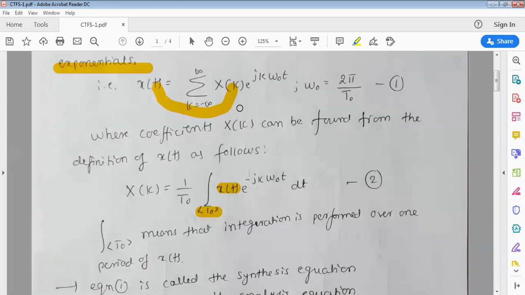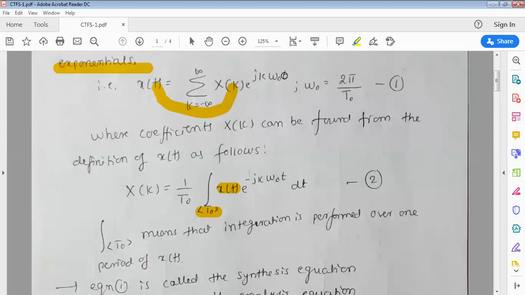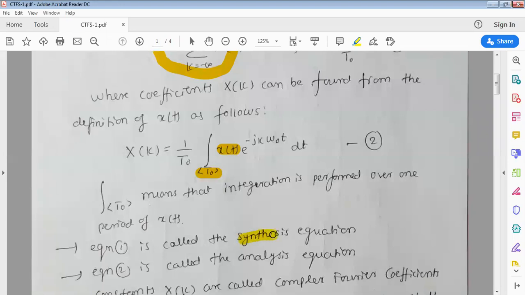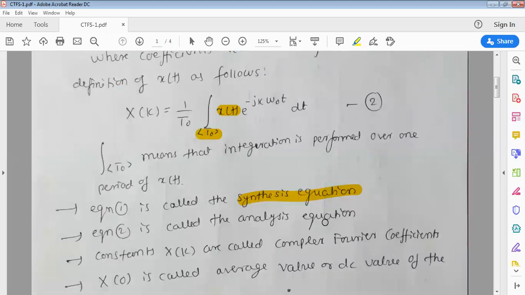There are only two equations; only one you need to remember. x of t is nothing but this, and you send this side and integrate for a particular cycle. The first equation, x of t equal to the summation of x of k e power j k omega naught t from minus infinity to plus infinity, is known as the synthesis equation. That is, x of t is synthesized from its Fourier series coefficients using this equation. The second equation is called the analysis equation. What are you doing in the second equation? You are analyzing x of t to obtain the Fourier series coefficients. That's why the first one is the synthesis equation and the second one is the analysis equation.